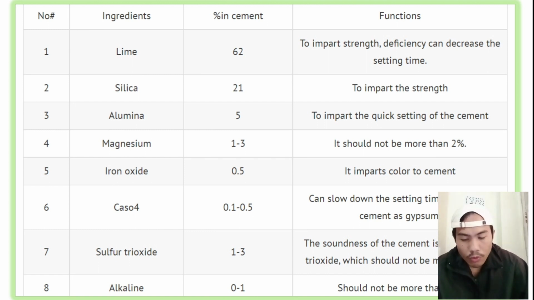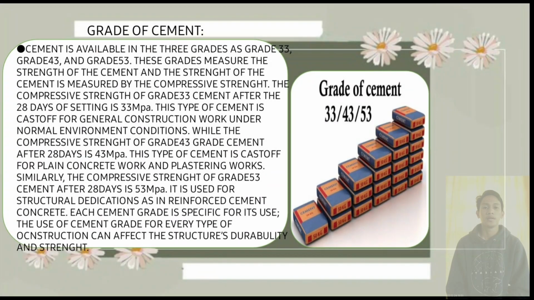Alkaline is 0.0 to 1% in cement. The function is that it should not be more than 1%. So there are 8 ingredients of cement: lime, silica, alumina, magnesium, iron oxide, CaSO4, sulfur trioxide, and last, alkaline. Thank you. Grade of cement.